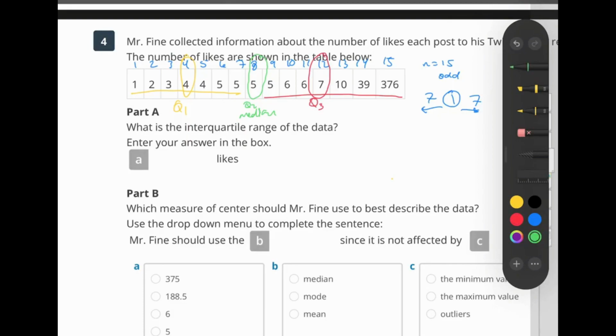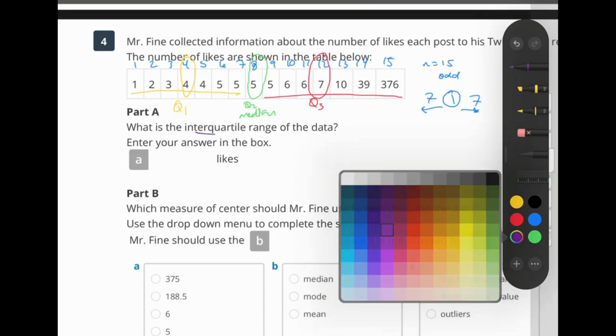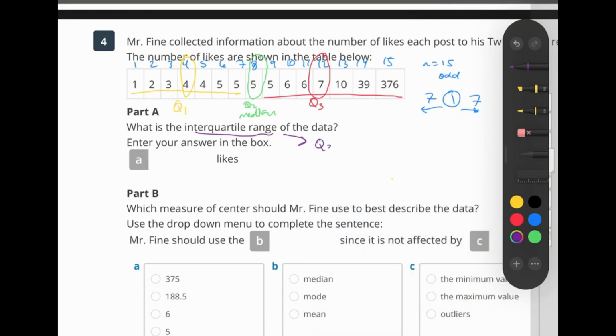So the interquartile range is Q3 minus Q1. So Q3 is 7, and Q1 is 4. Therefore, my interquartile range is 3. So 3 is an answer.